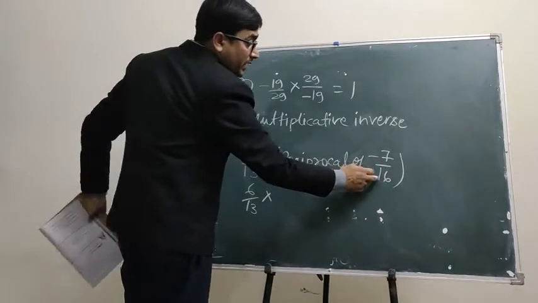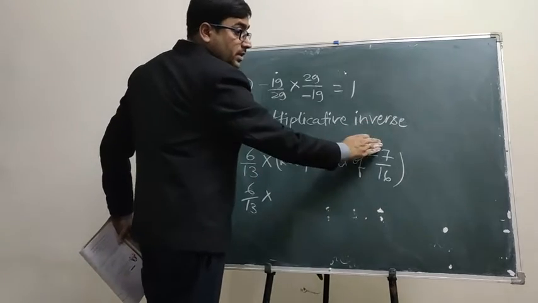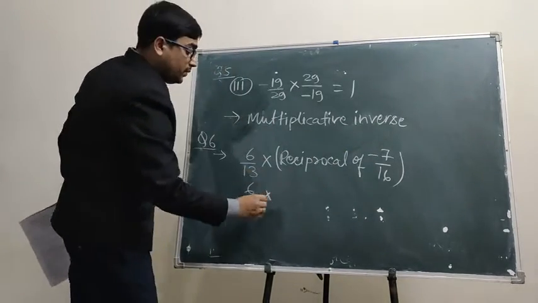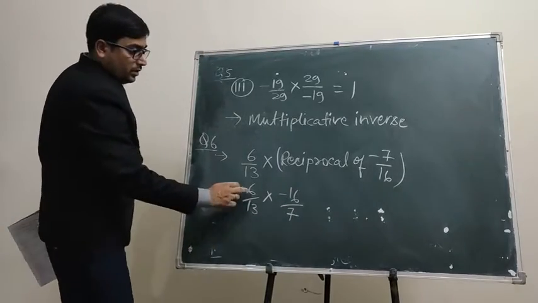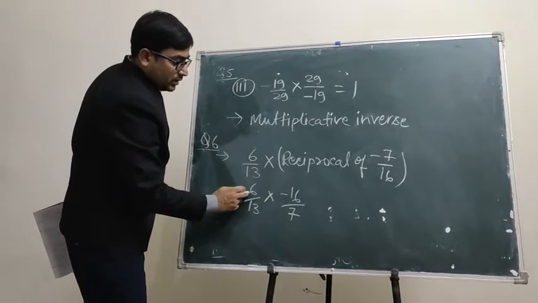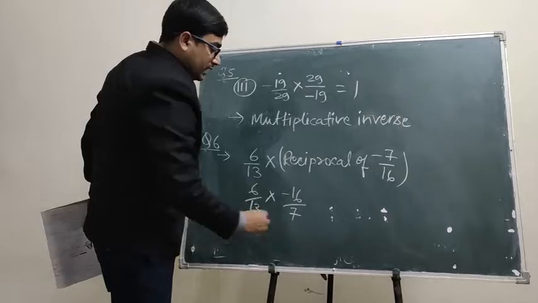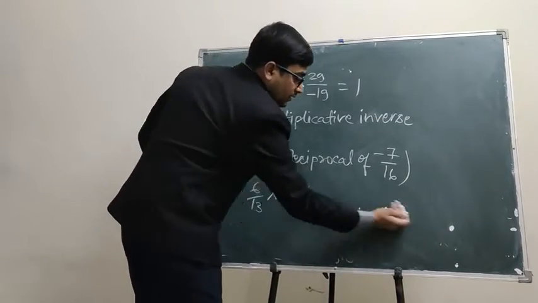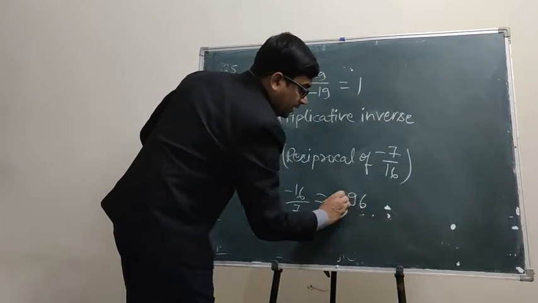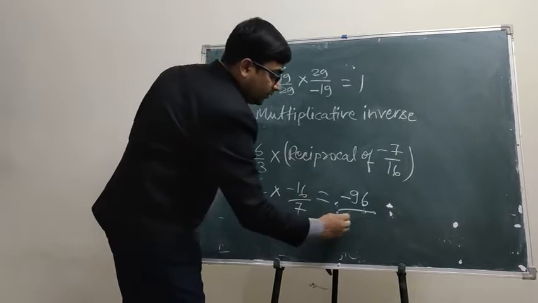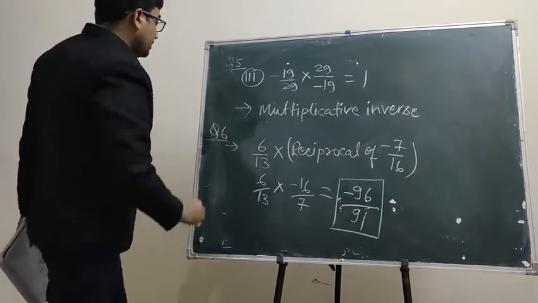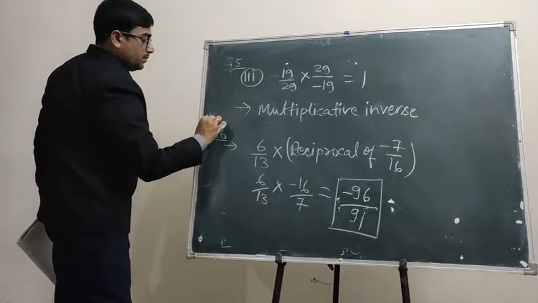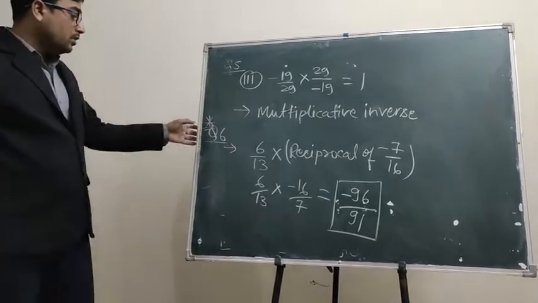That is the multiplicative inverse. The numerator becomes the denominator and the denominator becomes the numerator. What we get is minus 16 by 7. Here no term is reduced. So 16 into 6 is 96, minus 96, and 13 into 7 is 91. This question also always comes in examinations for 1 or 2 marks.